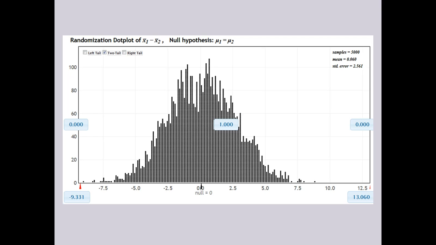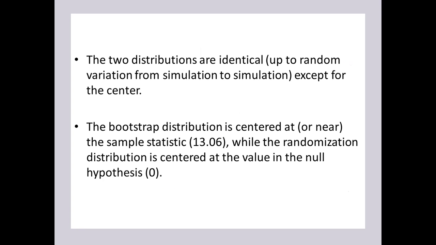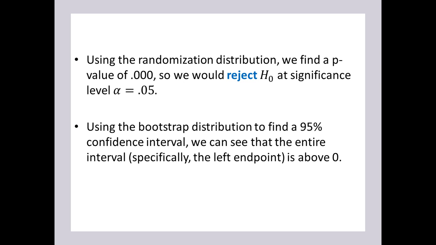This would be a two-sided alternative, so two tails checked in the upper left, and the difference of sample means was 13.06, so that's the cutoff in the right tail, and it looks like we're getting a p-value of 0. Other than where they're centered, the bootstrap distribution and the randomization distribution are the same, except for random variation due to the way that the samples are generated. The only real difference is that the bootstrap distribution is centered at 13.06 and the randomization distribution is centered at 0. With the randomization distribution, we got a p-value of 0, so we'd reject the null at any significance level, really, but specifically at significance level alpha equal to 0.05.